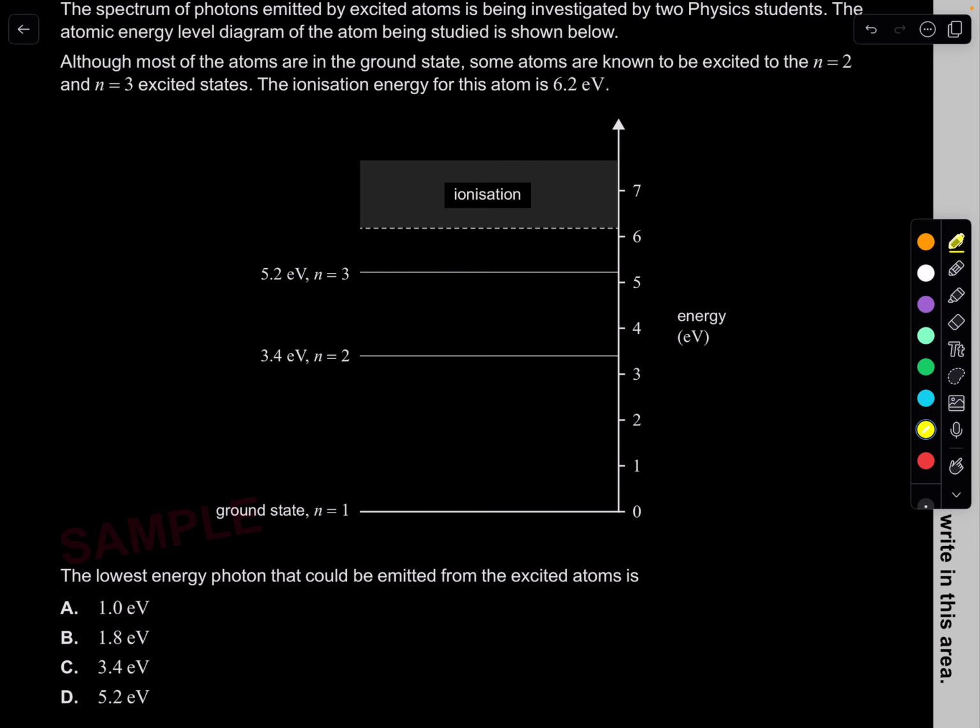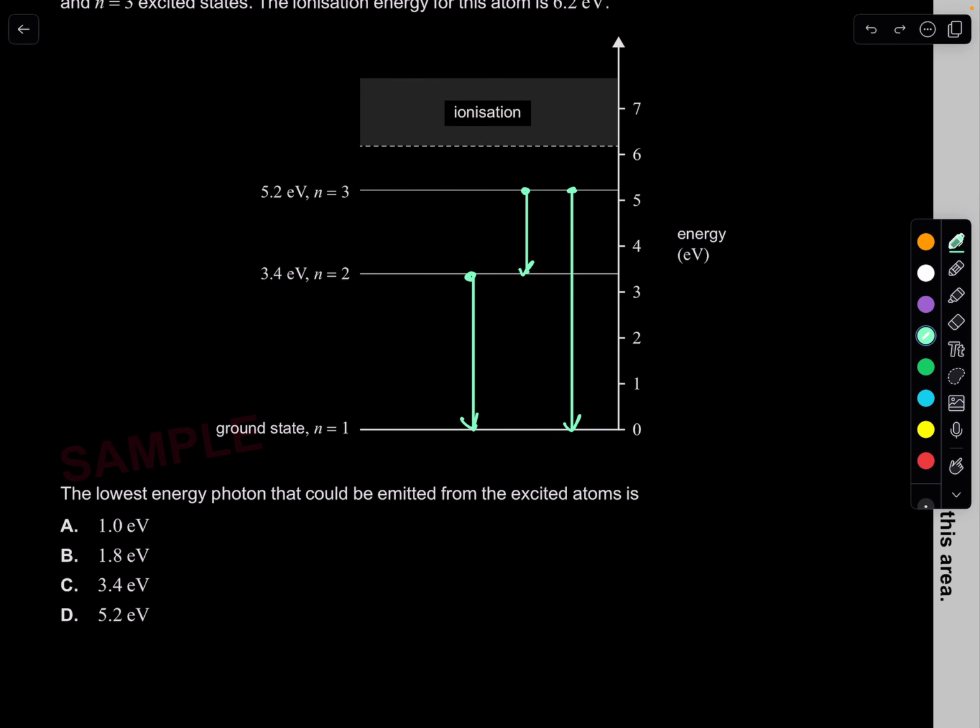So we want the lowest energy. Okay, let's have a look. We can have a combination of energies that go from n equals 3 to the ground state, but you can see this is a large energy because of the length of the arrow. You could also be going like this, and also like this. Now, we want the lowest energy photon, meaning the one that has the lowest energy. That's this one over here, which is 5.2 minus 3.4, because it has the smallest length, meaning it has the smallest energy. So 5.2 minus 3.4 is 1.8. Choose B as your answer.